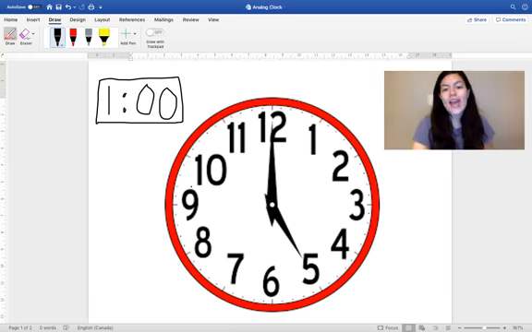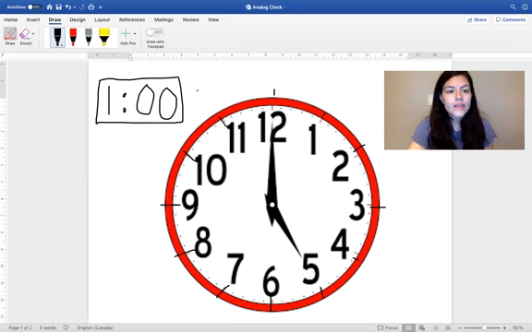So on our analog clock, there are 12 numbers. The numbers start right here on top with the number 12 and then go all the way around until it reaches 12 again. So here we have 1, 2, 3, 4, 5, 6, 7, 8, 9, 10, 11, and back to 12. That means that this clock shows 12 different hours of the day.